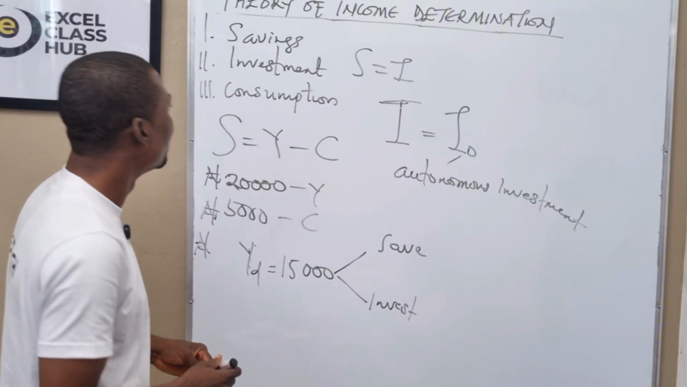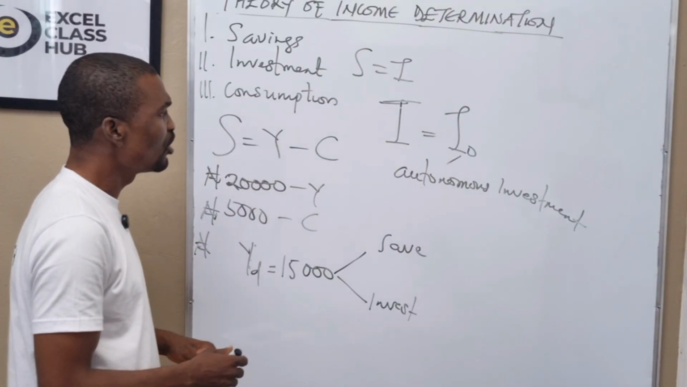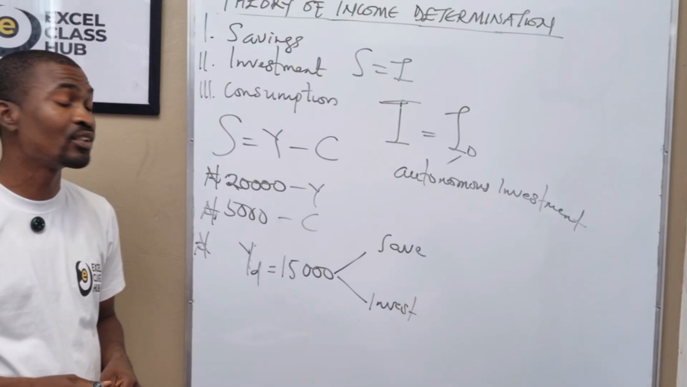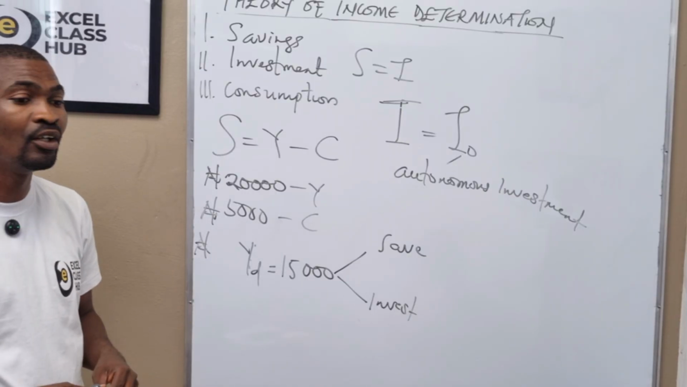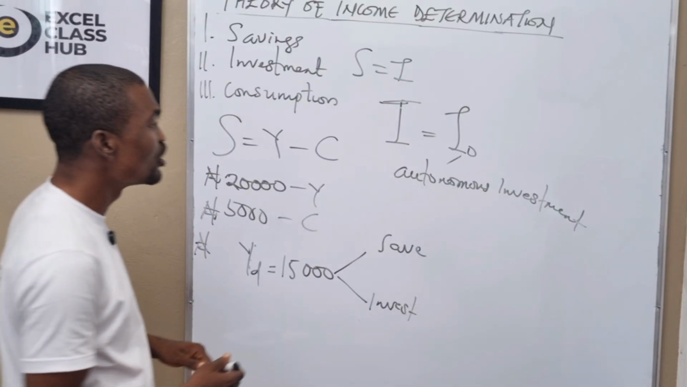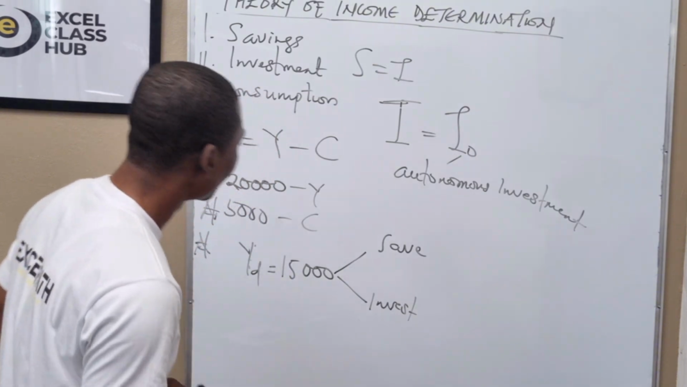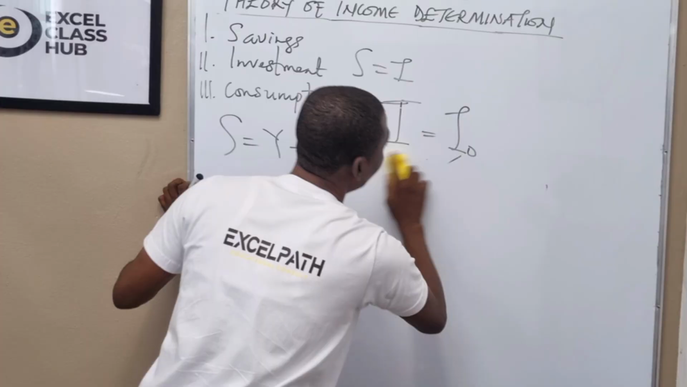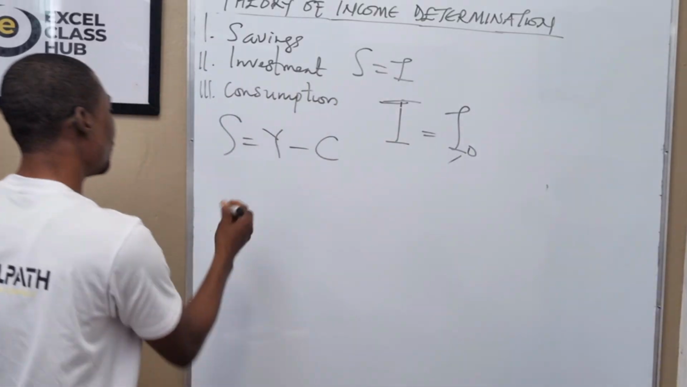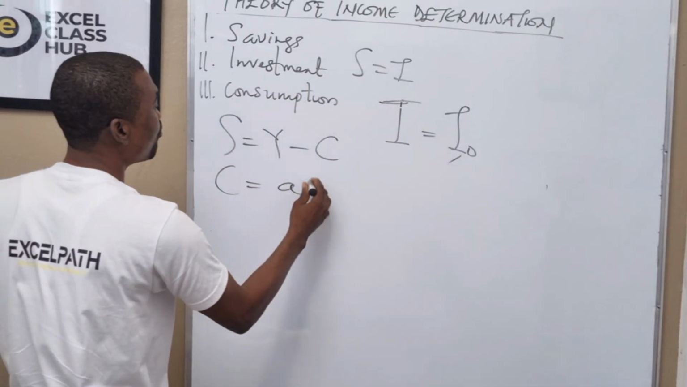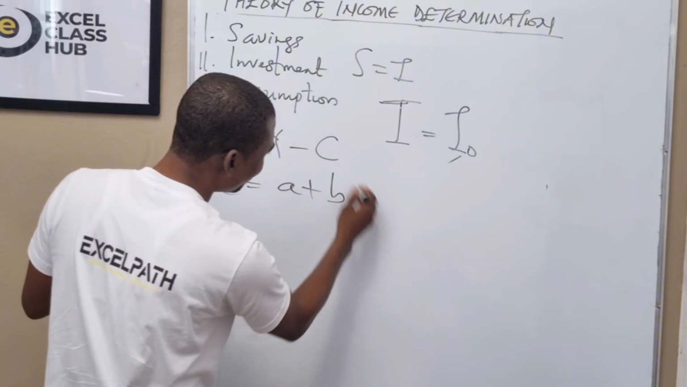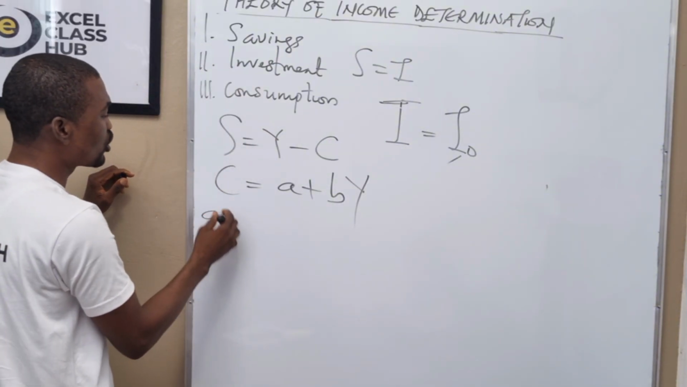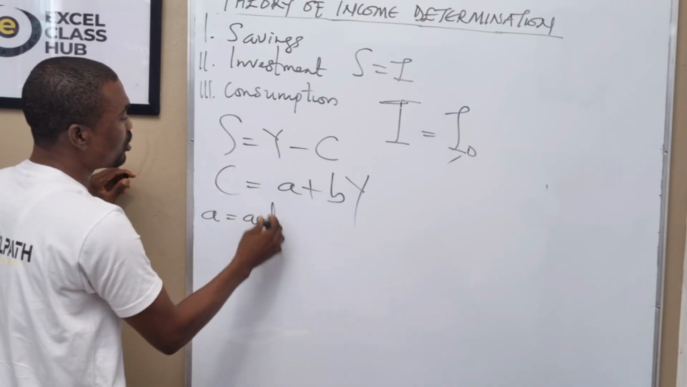Okay, now the next one is consumption. Consumption simply means the spending on goods and services. Okay, the total amount of spending on goods and services. So your consumption function is given as C equals A plus BY. Okay, your A stands for autonomous consumption. A equals autonomous consumption.